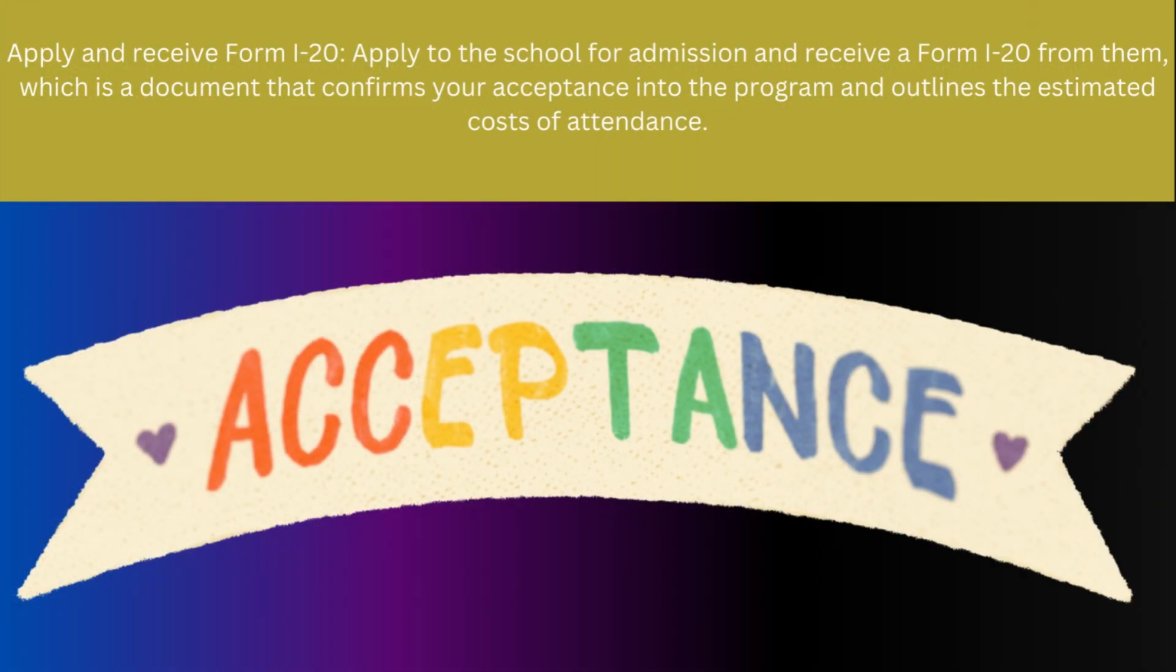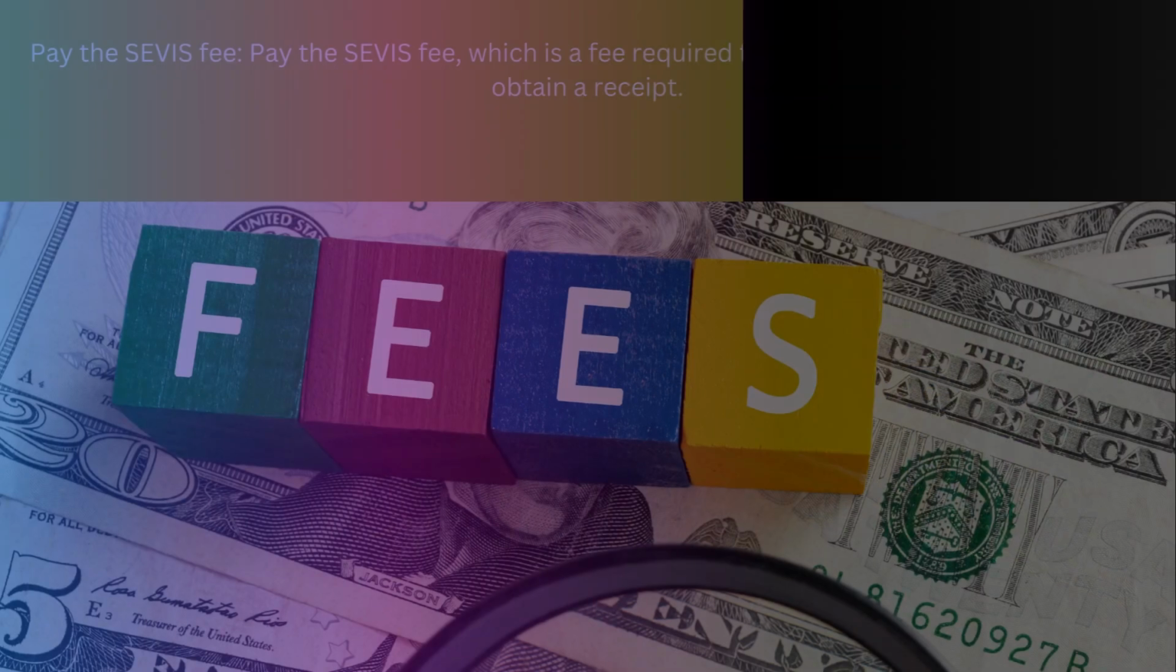Apply and receive Form I-20. Apply to the school for admission and receive a Form I-20 from them, which is a document that confirms your acceptance into the program and outlines the estimated costs of attendance.